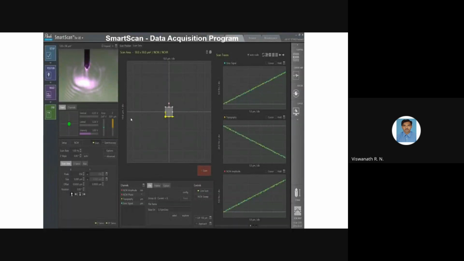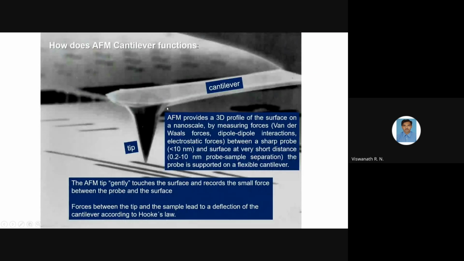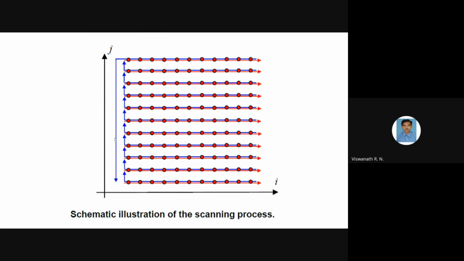So this is the experimental view. The laser beam is focused on the tip, so it will be moving. We are assuming this is the region we want to scan, and it is measuring. These are all auto control.